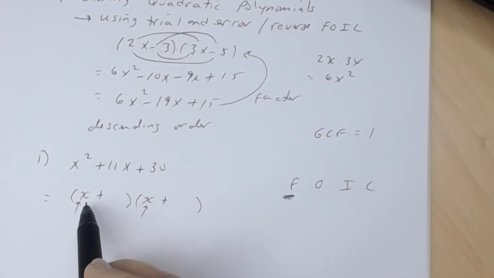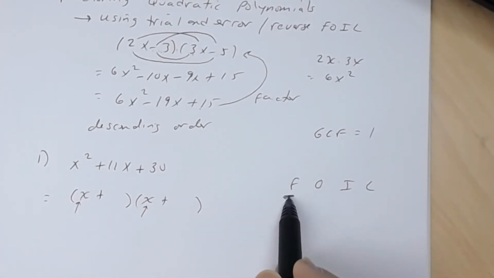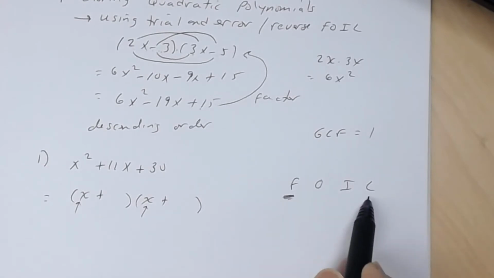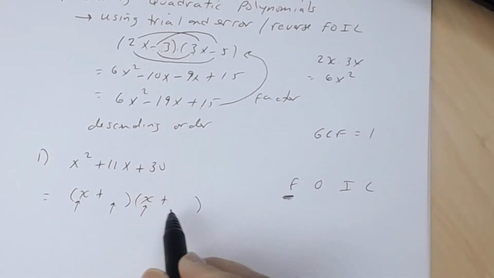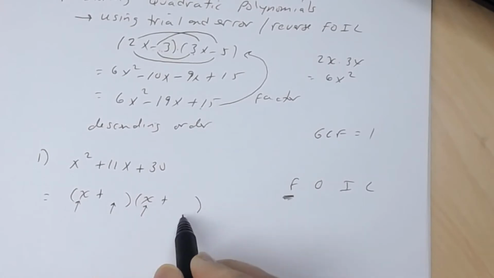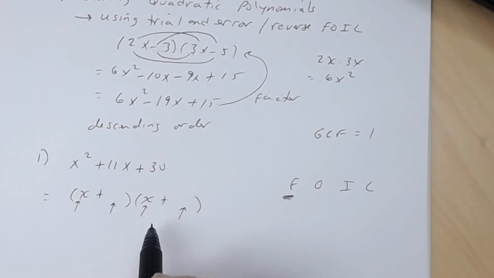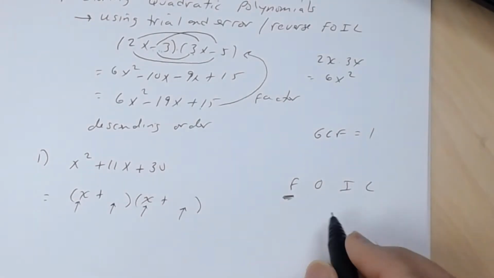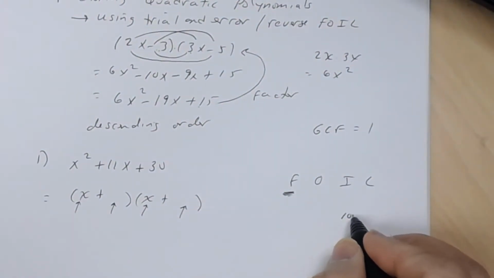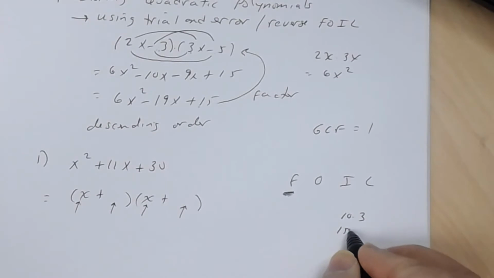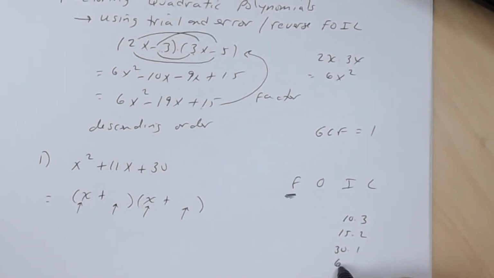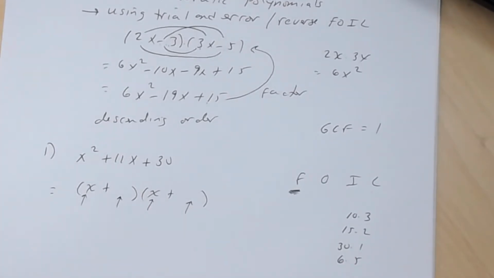Once you get the first terms in place, the first factors, then let's go to the last. So what factor times what factor will give me a positive 30? Well, there's several possibilities for 30. There's 10 times 3, there's 15 times 2, there's 30 times 1, there's 6 times 5, and so on.